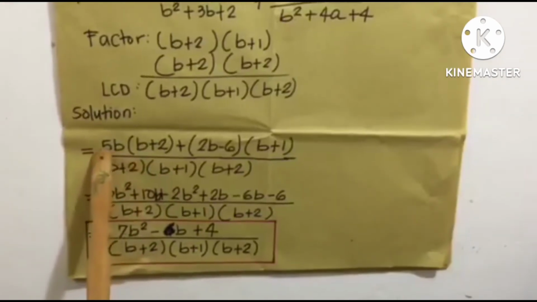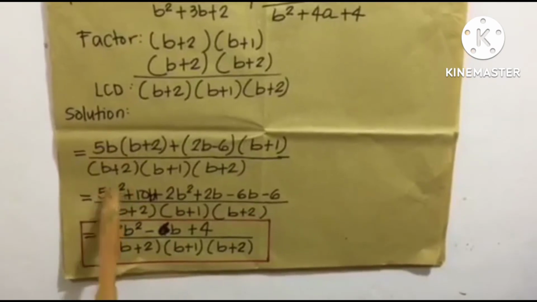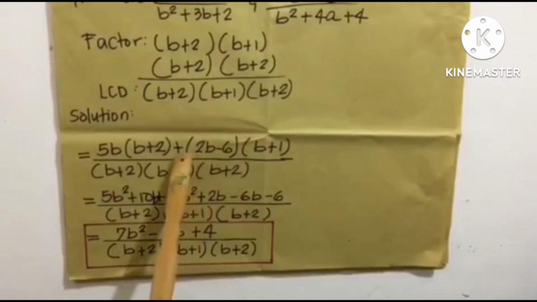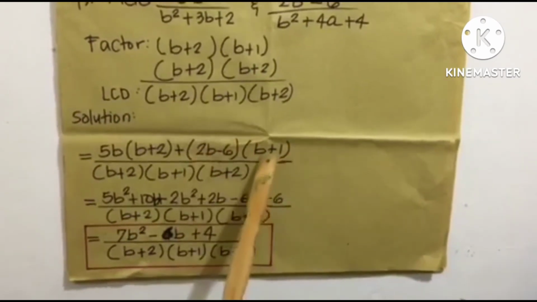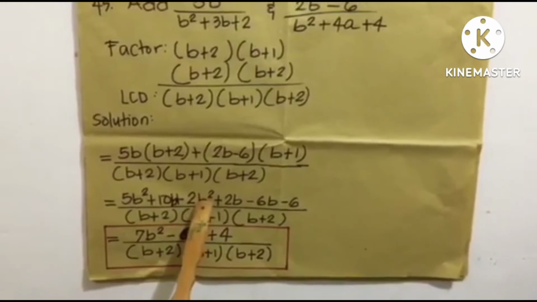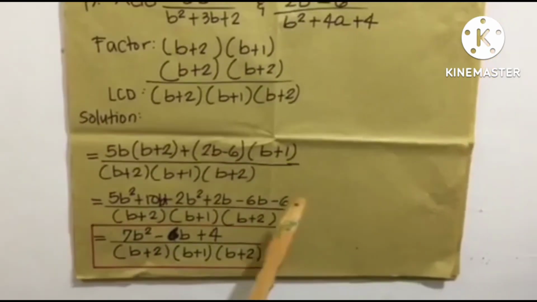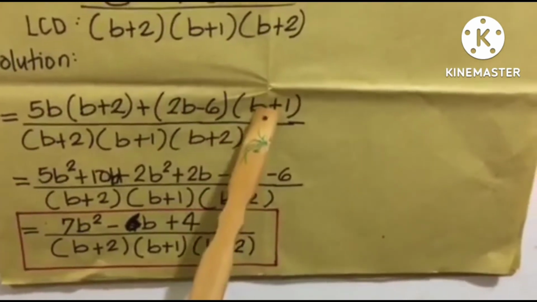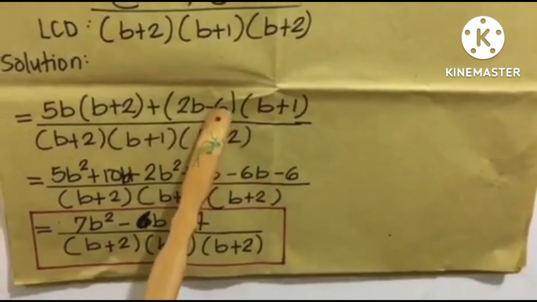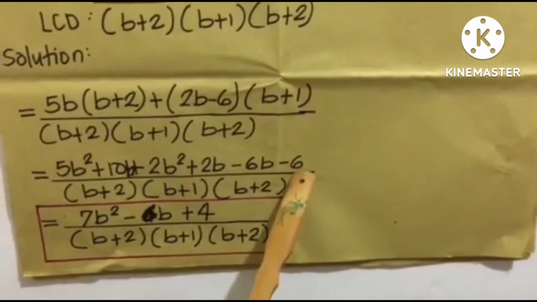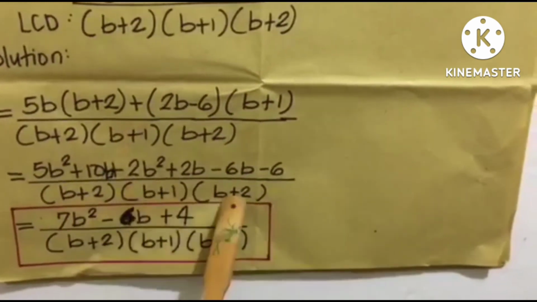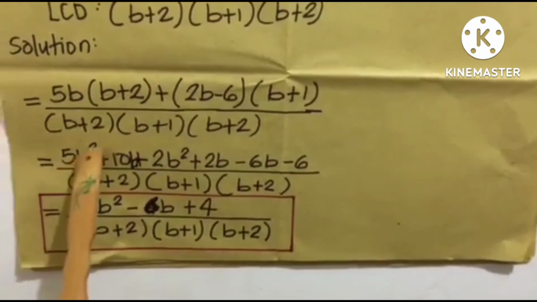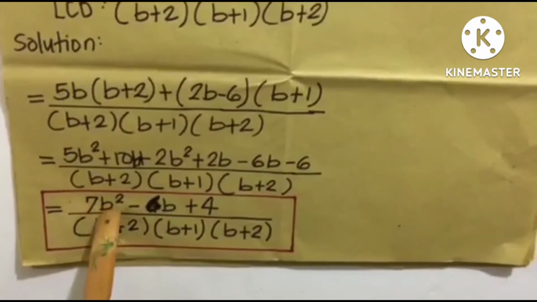Then 5b times b equals 5b squared, 5b times 2 equals 10b. Then next 2b times b equals positive 2b squared. Then 2b times 1 equals positive 2b. Then negative 6 times b equals negative 6b. Negative 6 times positive 1 equals negative 6, all over the copied denominator.